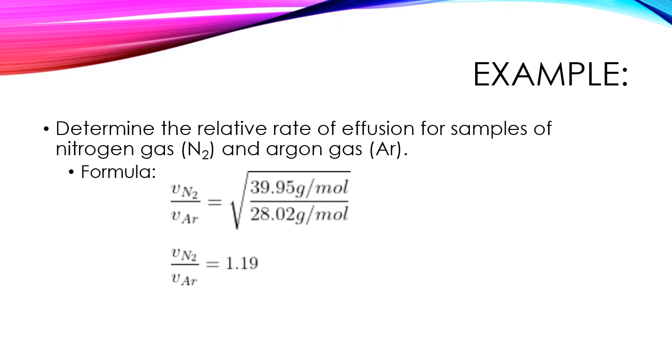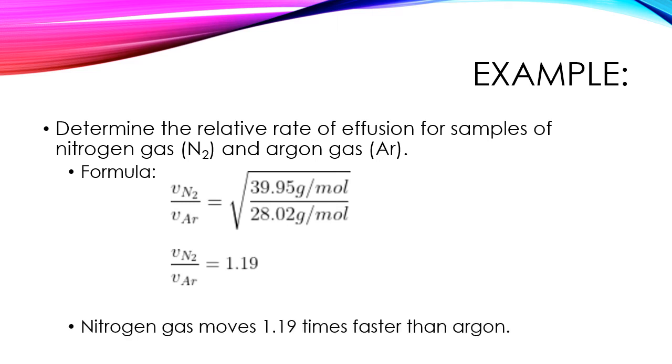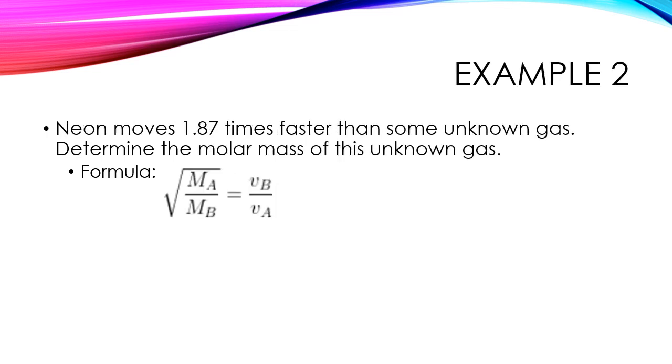That is a number that doesn't have any units attached to it because relative rates usually don't have any units. They're considered arbitrary. So let us take a look at how we would write a sentence to sum up this result. We would say that nitrogen, the one in the numerator for the rate of effusion, moves at 1.19 times faster than argon. Let's look at a second example.